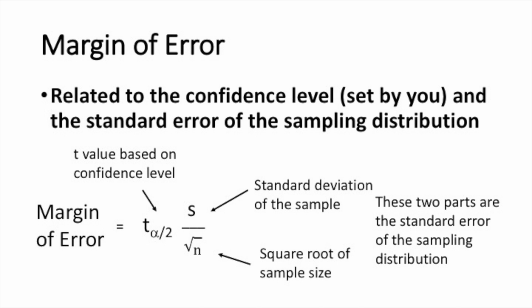So you see, we've got it written down here as a little formula. Margin of error equals t subscript alpha divided by 2. This is a t value that's based on the confidence level that you set as a researcher, and I'll show you in a second what that means, multiplied by s divided by the square root of n. This should look familiar because this is the standard error of the sampling distribution. So s is the standard deviation of the sample, and n is the sample size that you might take, so we use its square root.